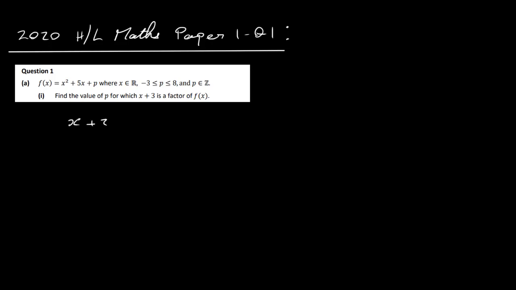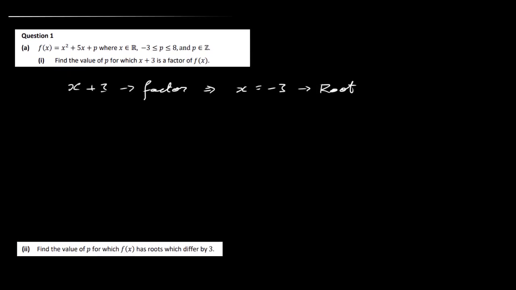Well, if x plus 3 is a factor, that just means that x is equal to minus 3 is a root by the factor theorem. So if x is equal to minus 3 is a root, all we've got to do is substitute it into our original function. So we've got minus 3, square it, plus 5 times minus 3 plus p, and that should be equal to 0 because minus 3 is a root.